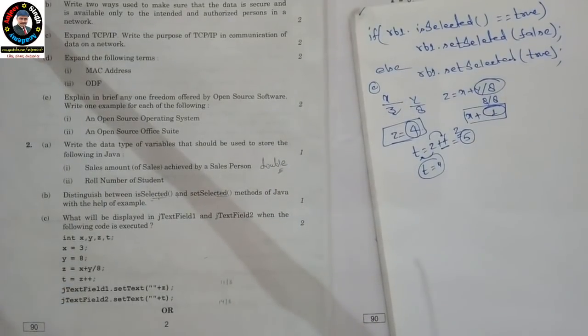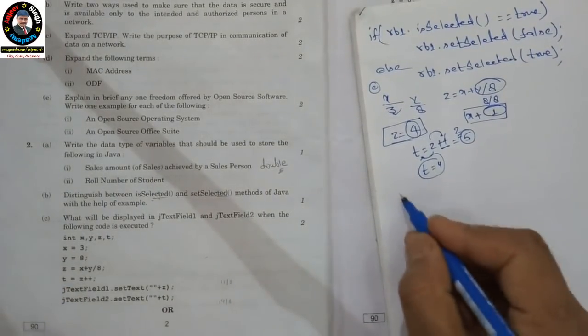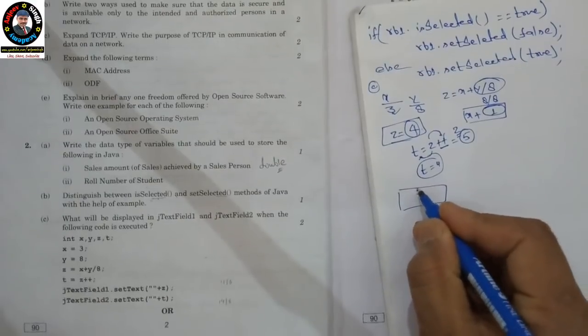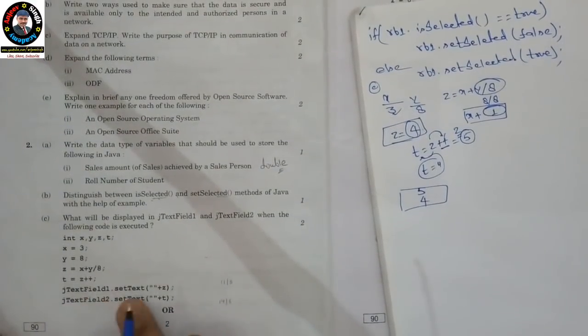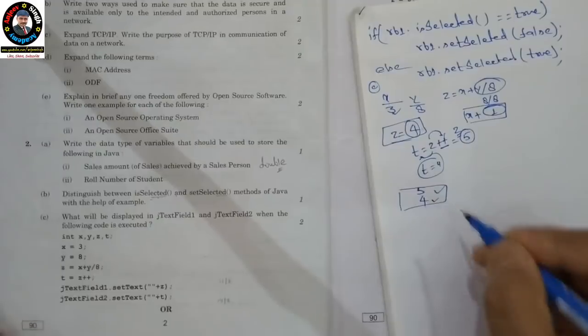So what output will you get? The final answer of this question is z, 5 and 4. This one is the output. ZXPL1 contains 5 and ZXPL2 contains 4. Move on to the next question.